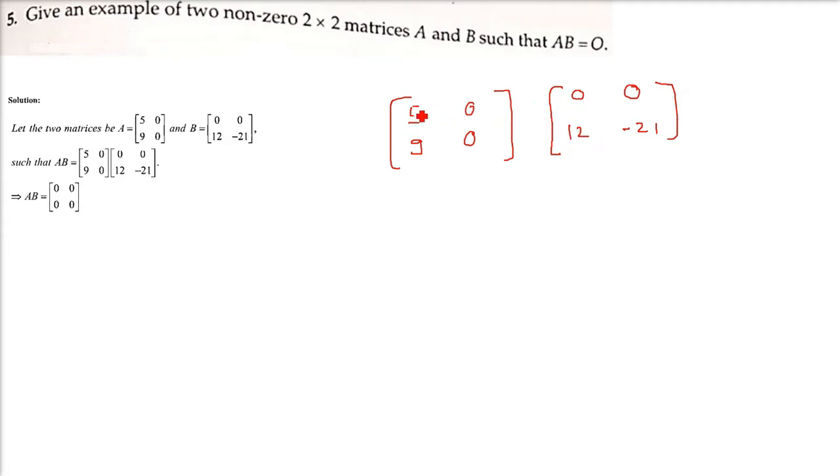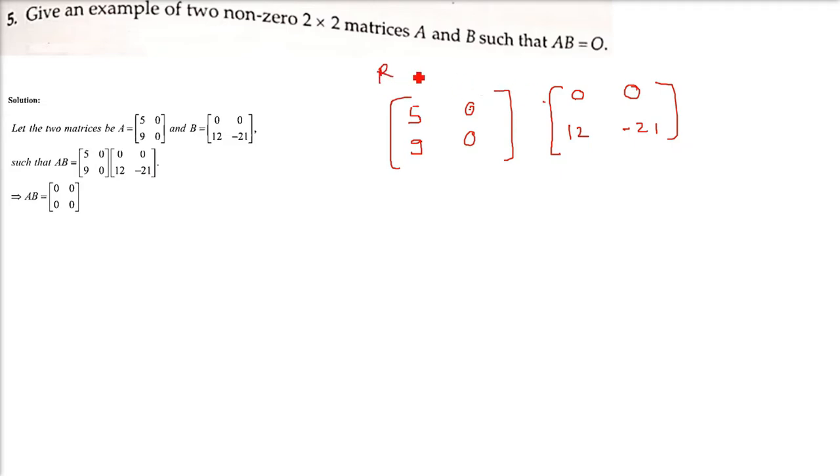In the second one, take the first row as 0, and the second row with any numbers. Why have we done this? Because when we multiply this, the answer should come as 0, because every element multiplied with the corresponding element should give you 0.